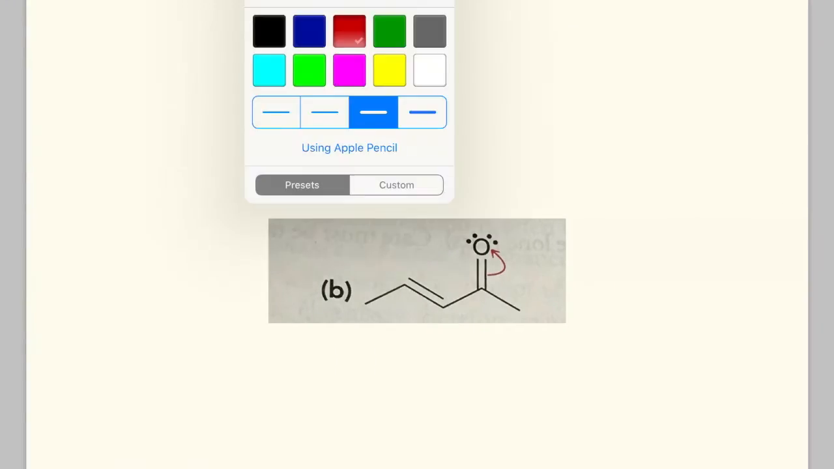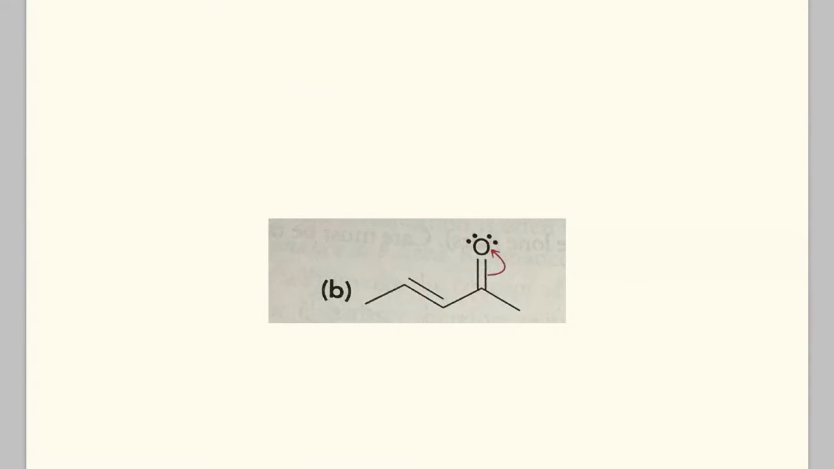Let's look at this problem here. We have a curved arrow pointing up to the oxygen. And in this case, we have a carbon that does not have an octet, but that's satisfactory as a curved arrow. Okay.